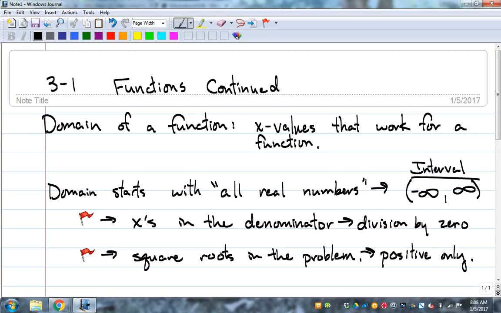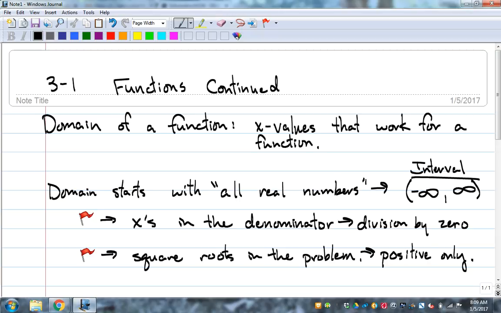The other red flag that we're going to be looking for are square roots or even roots. Remember, when you take the square root of a negative number, what kind of answer do you get? Imaginary. Okay, so when we're dealing with domain, it's only on the real number set. It's not on the complex number system. So we've got to take positive only for that. And I'll show you how to take an equation that has a square root or a fourth root or something like that and work with that to find the domain.